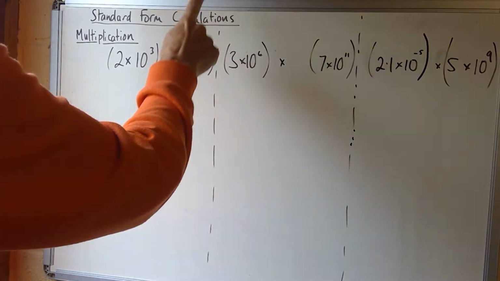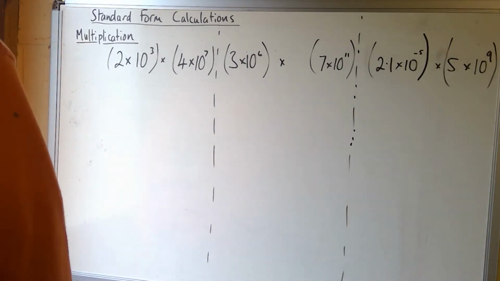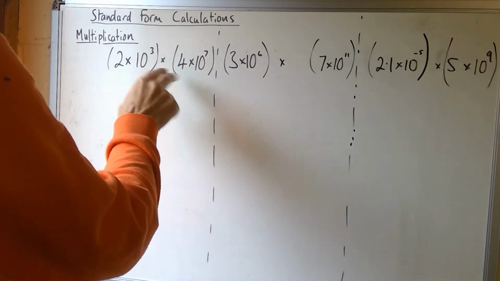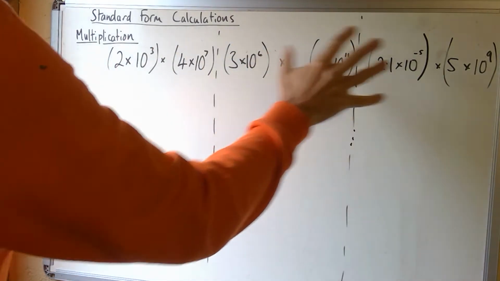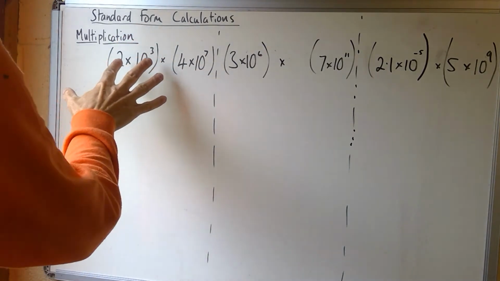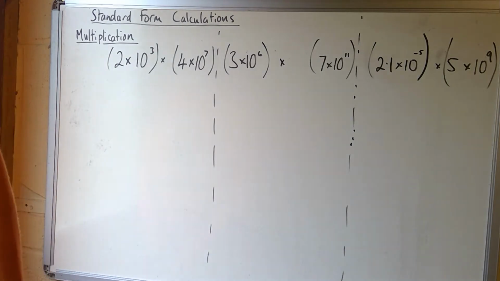Okay, today we're going to do some calculations with numbers in standard form. And we're going to start off with some multiplication. So I'm going to multiply two numbers in standard form. I've got three examples. I've put the standard form numbers in brackets, but they don't have to be, and quite often they won't be. It's just to show which are the standard form numbers.